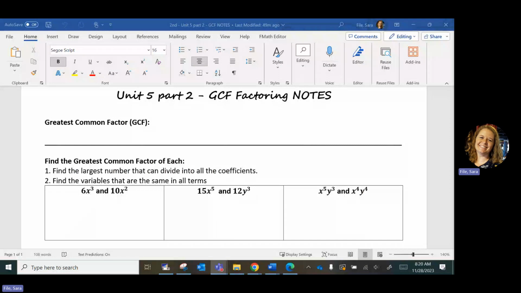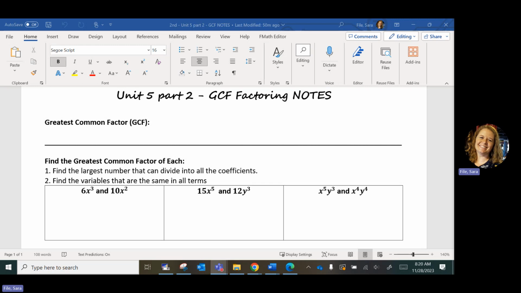We are looking at Unit 5, Part 2. Part 1 is what we tested on before Thanksgiving, the add, subtract, multiply, and divide polynomials. So for Unit 5, Part 2, what we're going to be focusing on is factoring. We're going to look at lots of different types of factoring, but today we're starting with the basics, GCF.